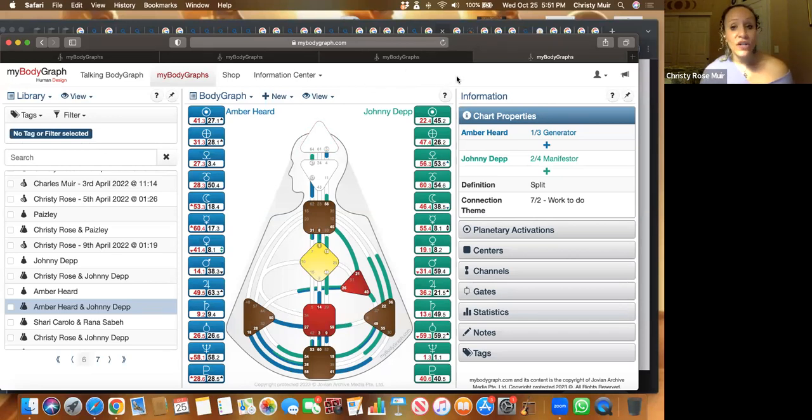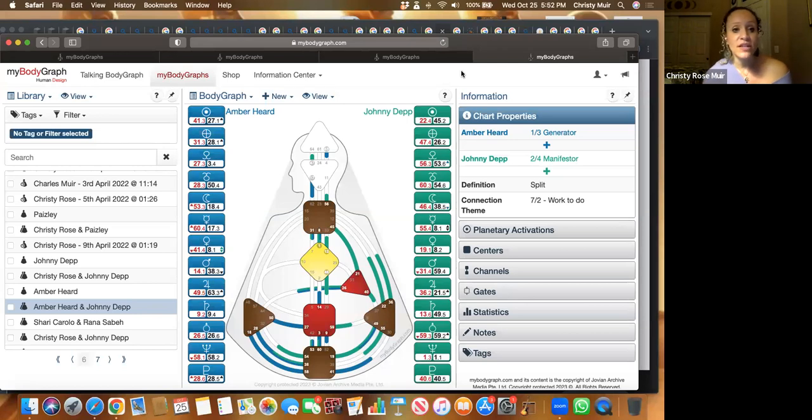Amber is a 1-3 generator. Johnny is a 2-4 manifester. So we didn't talk about profile here, but it's another element of the uniqueness of your design. It's like a costume that you're wearing. And they have a split definition, 7-2 work to do.